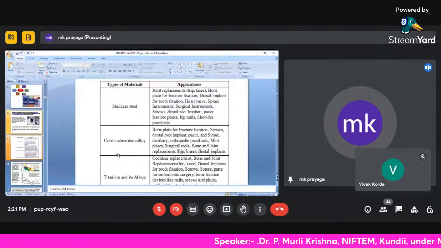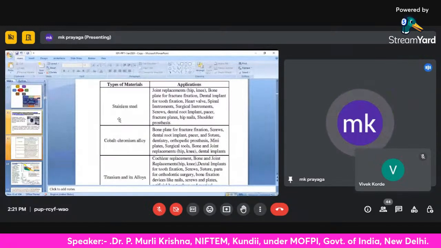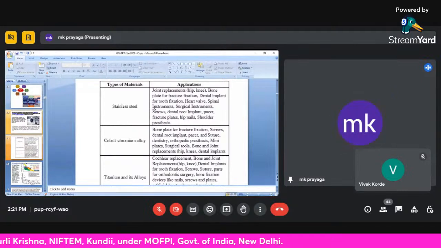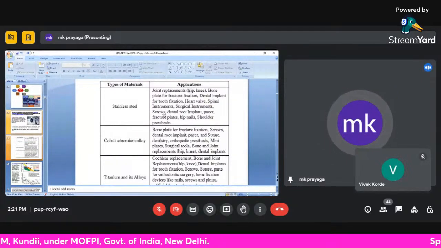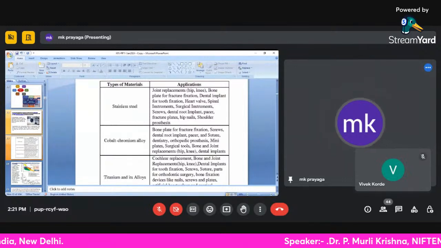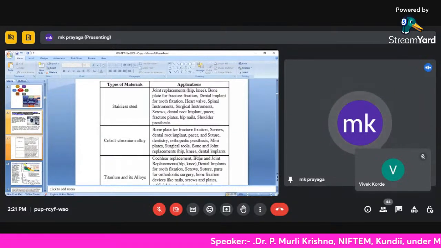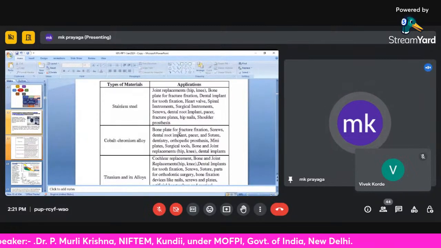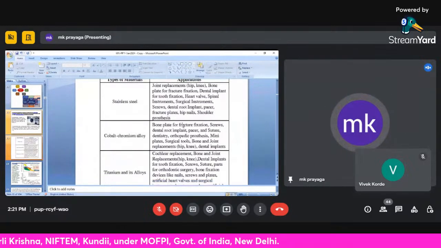So these are different types of materials which I have for future exploration. They may come from stainless steel, and where this is applicable in different sectors was written here: cobalt chromium alloys, titanium alloys. This is of course given particularly in biomaterial applications. In the next slides, I'm going to discuss these biomaterials. There you can see here.